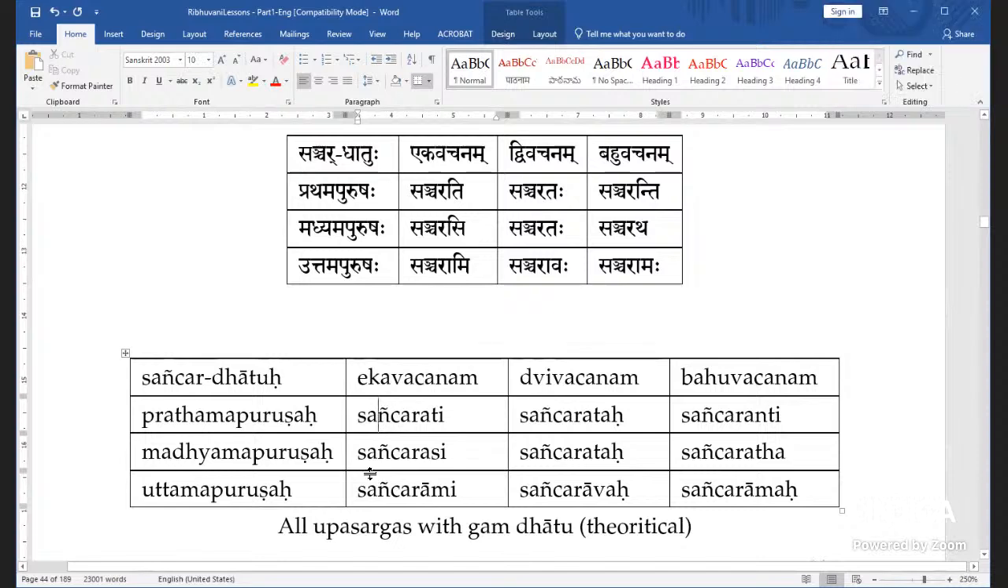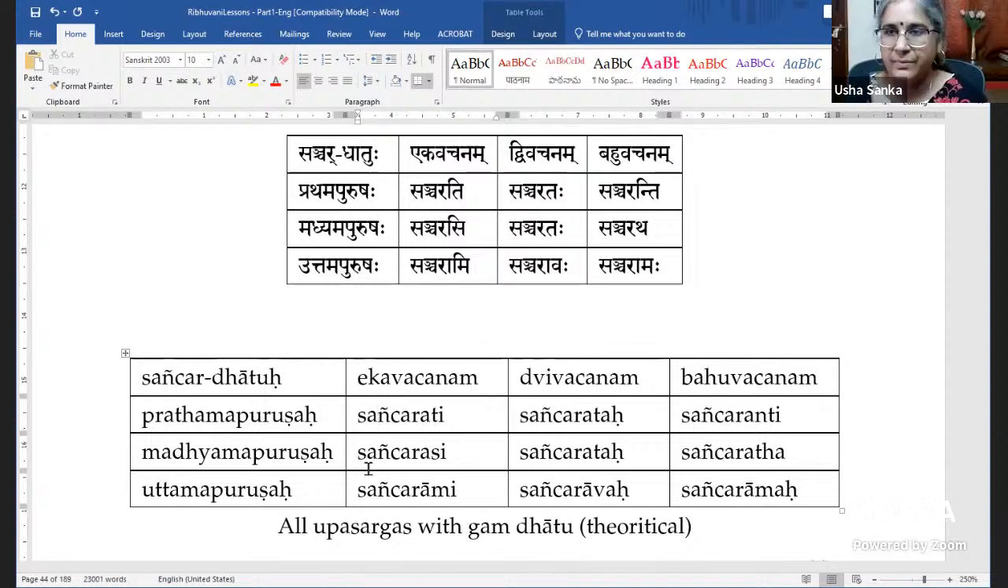Thank you, Didi. I have a question about these upasargas. I think maybe next class we will study the meaning of each, how they separate and what meaning they add to the dhatu. Yes, actually there are meanings, but it is biased. There is a theory that they don't have their own meaning, it's only the dhatu's meaning that is coming out.